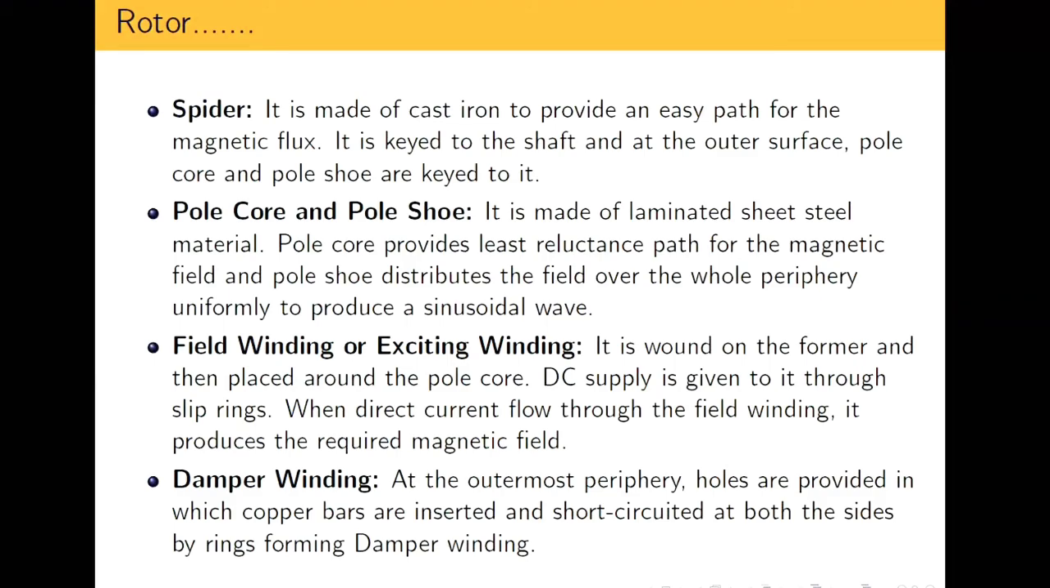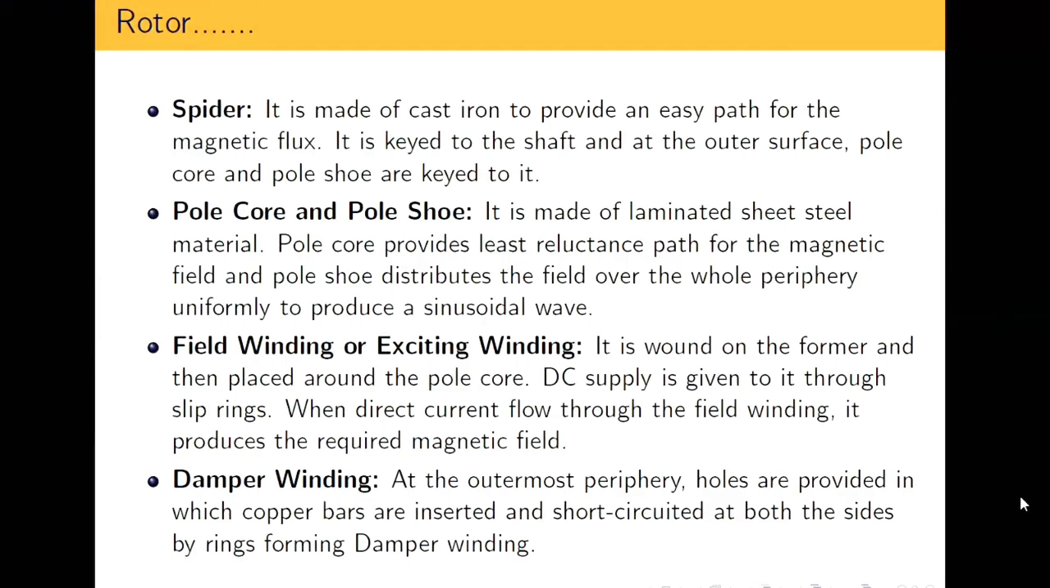And field windings, DC supply is given. Remember, DC supply is given to the field winding, right? Through slip rings. When DC current flows through the field winding, it produces the required magnetic field, right? This is field winding or exciting winding.